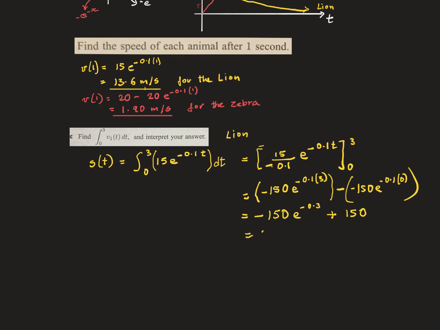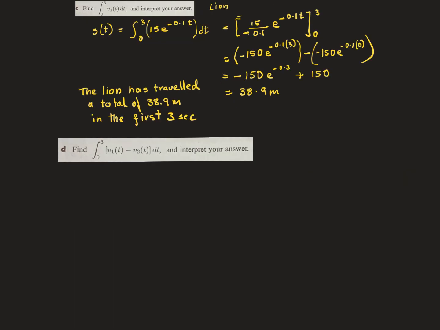And this will be 38.9 meters. So how do we interpret this? The lion has traveled 38.9 meters distance within 3 seconds. In this integral, we can see two functions. One is of the lion and the other one is of the zebra.